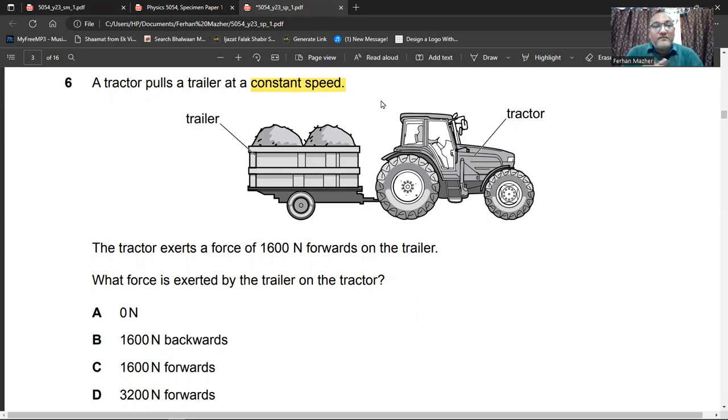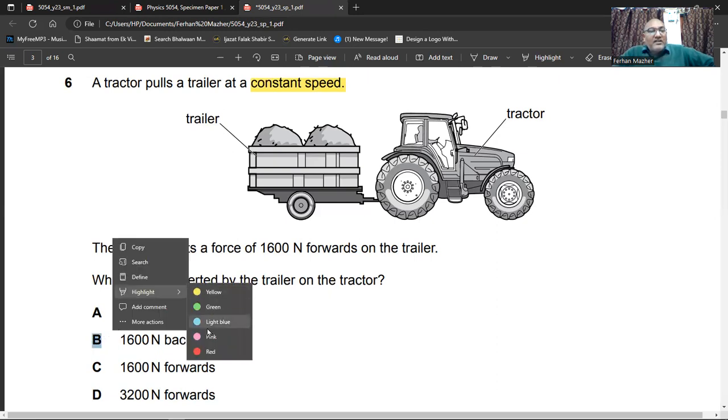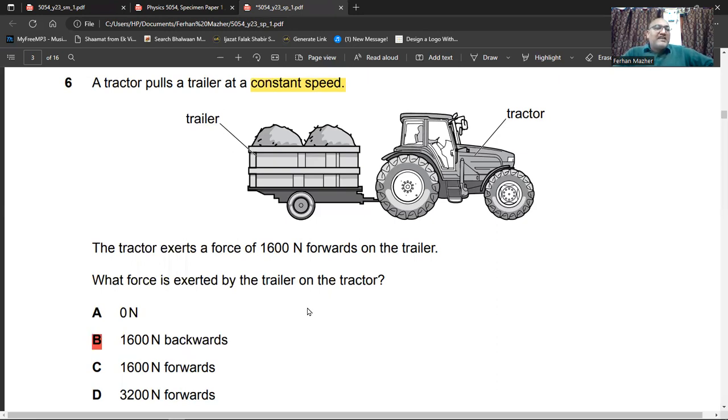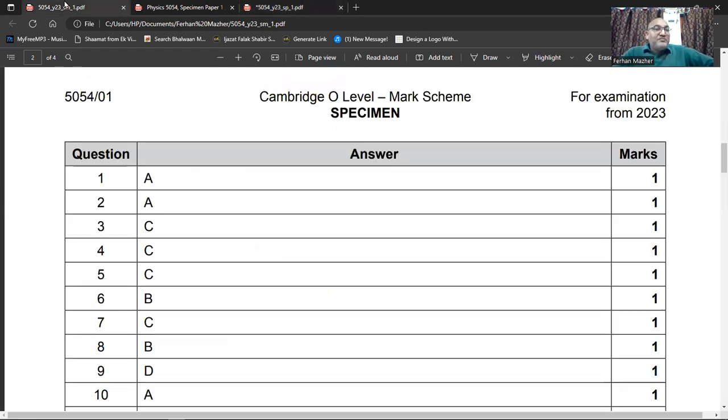Because tractor and trailer both are going at a constant speed, which means the resultant force is zero. The resultant force is zero when the forward and backward forces are equal to each other. So it means if the forward force is 1600 Newton, the backward force should also be 1600 Newton. Its direction should be backwards. So what force is exerted by the trailer on the tractor? It will be exerting 1600 Newton force in the backward direction. So I think B is the right choice. Question number six, B is the right choice, sir.